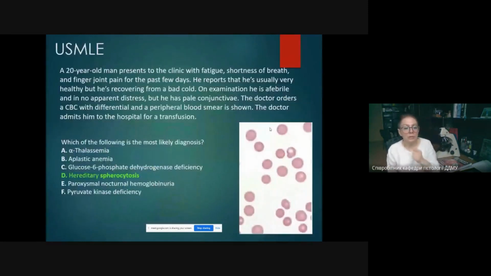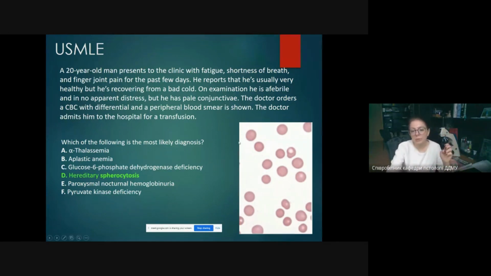Okay, let's move on. And here are some USMLE examples. I thought it is important for you to understand how to solve and how to deal with different questions. Actually, in the USMLE, this is the American test database, there are lots of questions about blood, and I don't know in what subject you have to consider them. I think pathological physiology.